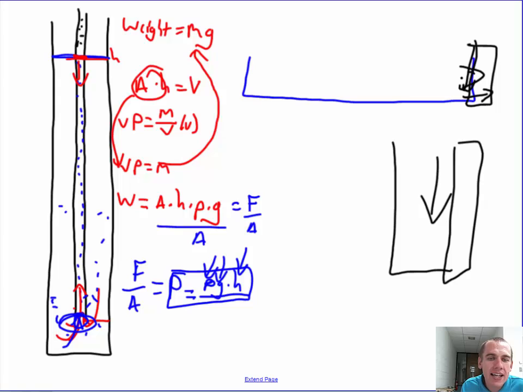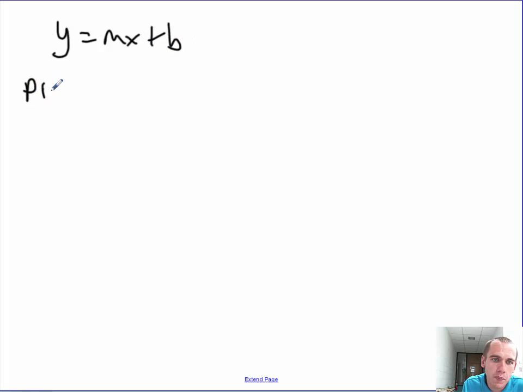Now, last thing I asked you to do in lab was compare this to what you did with your results. When you actually measured the pressure in there, you got a line, y equals mx plus b, and you had values for all of these. Y was pressure, m is slope, x was height, h. And then we had this mysterious plus b. What is that? Why wasn't it 0?